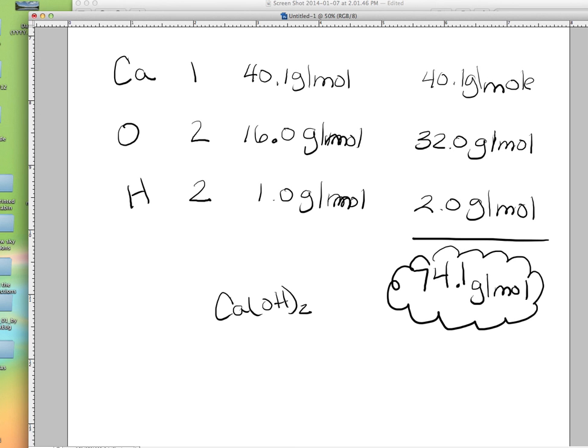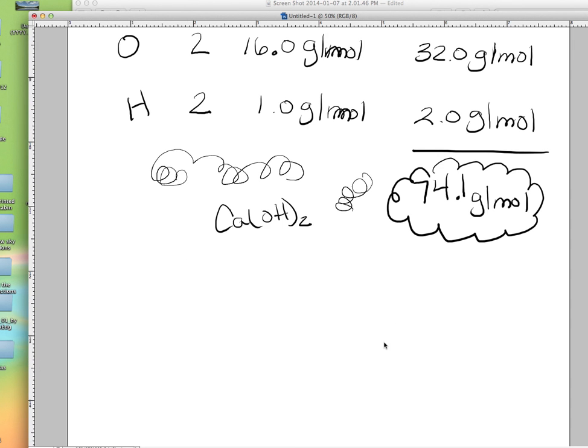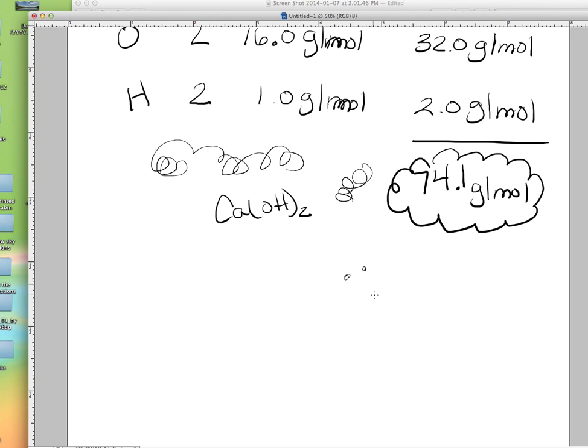I'm going to try a different pen. Let me just see if this works a little bit better. There you go. Let's try it. Let's see if it works. Okay, so the calcium hydroxide has a gram formula mass of 74.1 grams per mole. Okay, we'll do percent composition in a few minutes.